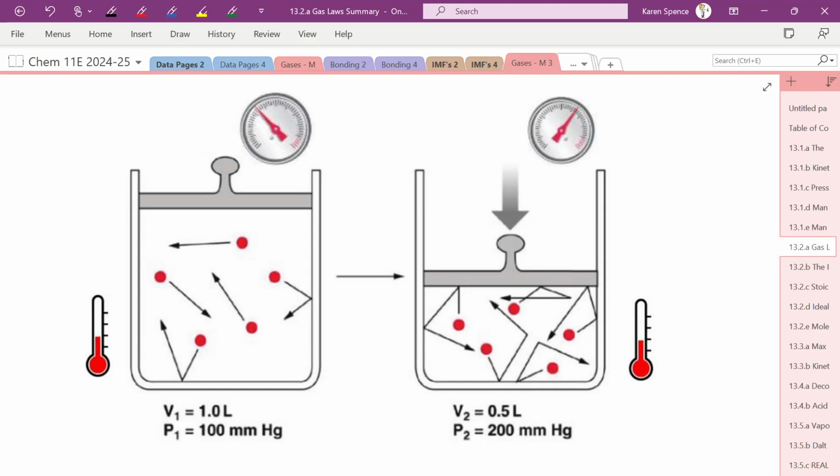Okay, what are we changing here? First of all, what are we keeping the same here? We're keeping temperature the same. Okay, you can see that's the same level. So T1 equals T2. Anything else? Number of moles. N1 equals N2. So those are the things that we're keeping the same.